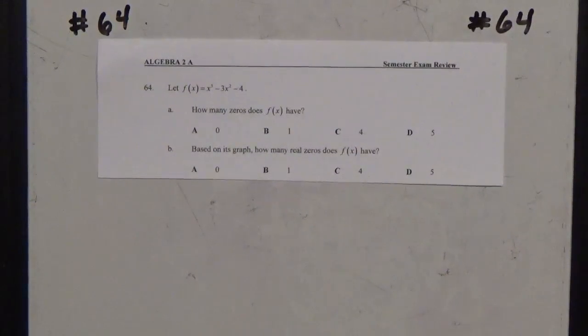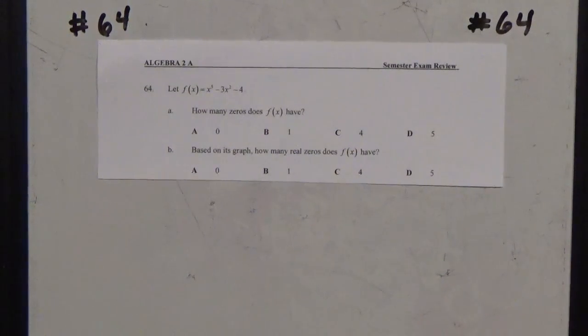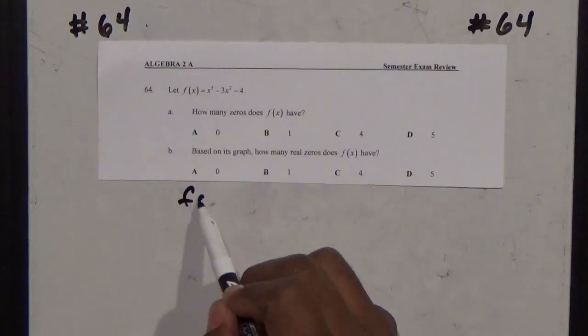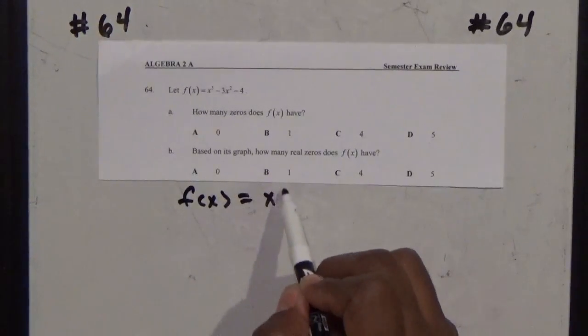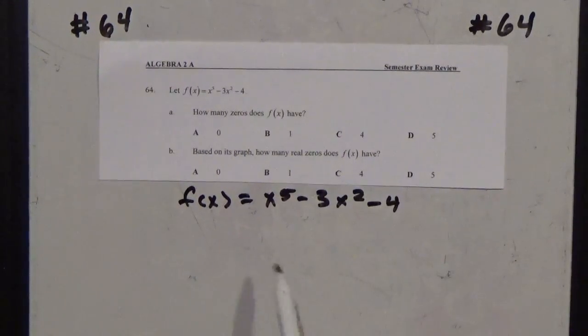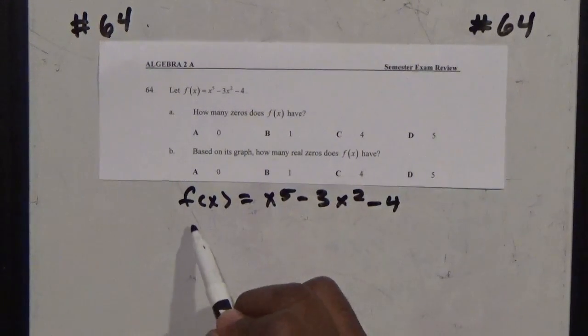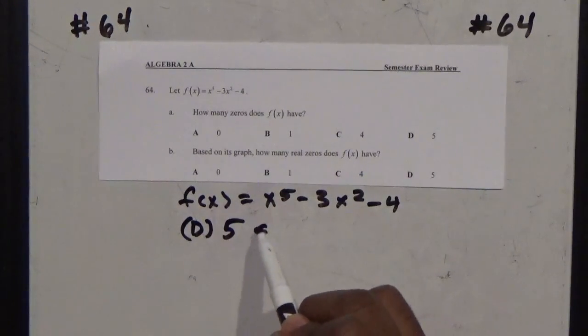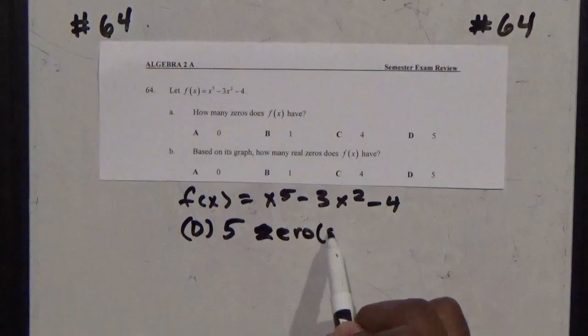All right, and number 64 is just very similar to 63. It's just a multiple choice question. It asks you, how many zeros does f of x have? Well, f of x is equal to x to the 5th, highest exponent, so that's the degree. So it must have how many zeros, guys? D, 5 zeros. Now, doesn't mean that they're all real.